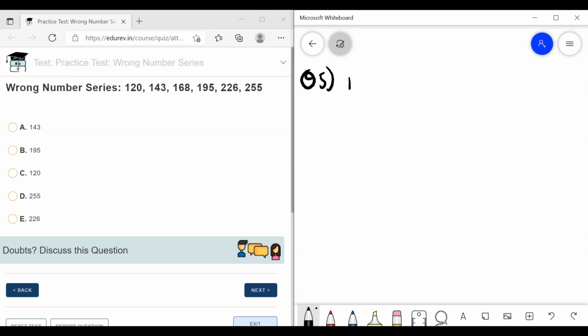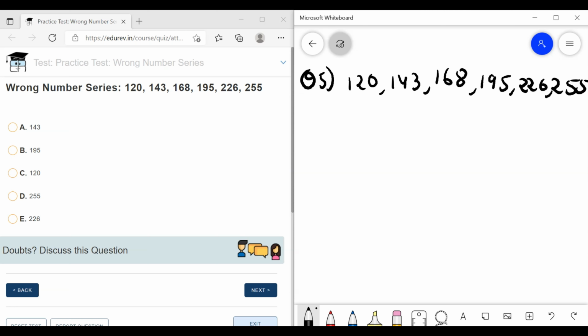So here it states 120, 143, 168, 195, 226 and 255. Okay, great. Now, instead of finding the pattern here, because if you remember I have always told you that for understanding number series and being able to solve its questions very fast, very efficiently and very accurately, you need to learn 1 to 100 prime numbers, 1 to 40 squares and 1 to 20 cubes.